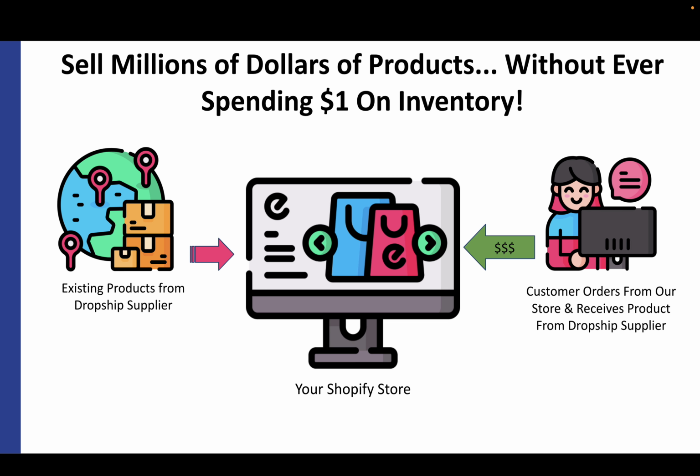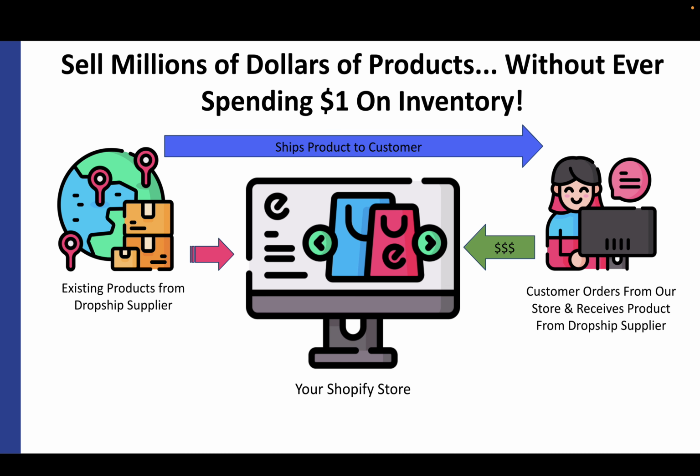It literally just happens automatically when you follow the step-by-step that I'm going to show you here with Doba Dropshipping, because we're adding existing product into our store that already exists with our dropship supplier. Customers buy it like any other product, they pay for it, and then automatically Doba is going to ship the product to the customer. Right? We don't need to order it, we don't need to touch it, we don't need to receive it and then resend it off to the customer.